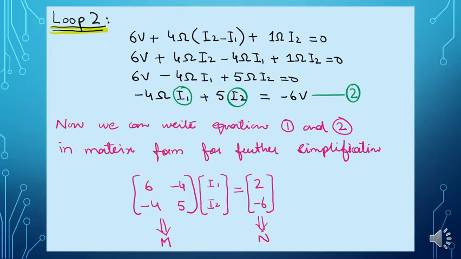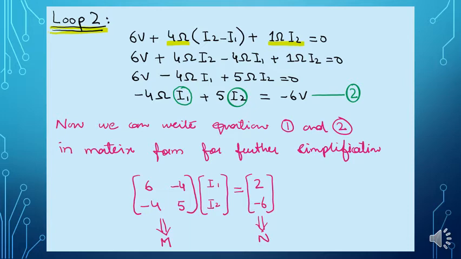As we know, current I2 passes directly through the 1 ohm resistor, so we write 1 ohm multiplied by I2 in the KVL, Kirchhoff's voltage law equation. Similarly, for the 4 ohm resistor, as we are in loop number 2, which has current I2, and as per our previous convention, the loop current in which we are present is assumed to be higher than the other loop current.